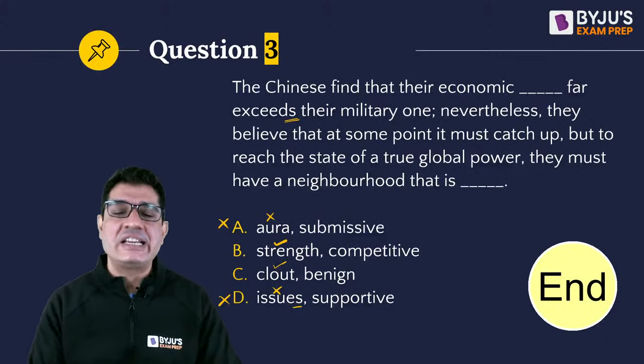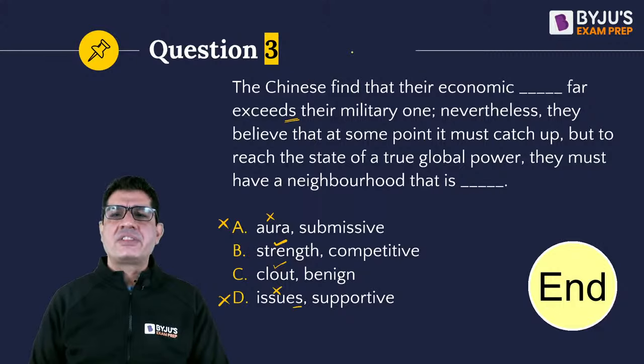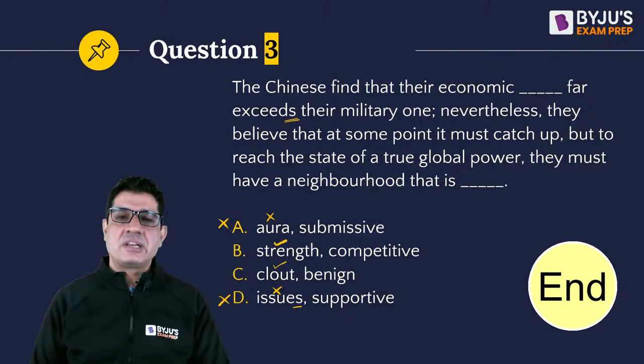So now let's read up. The Chinese find that their economic strength or clout far exceeds their military one. Nevertheless, they believe that at some point it must catch up. But to reach the state of a true global power, they must have a neighborhood that is competitive or benign.